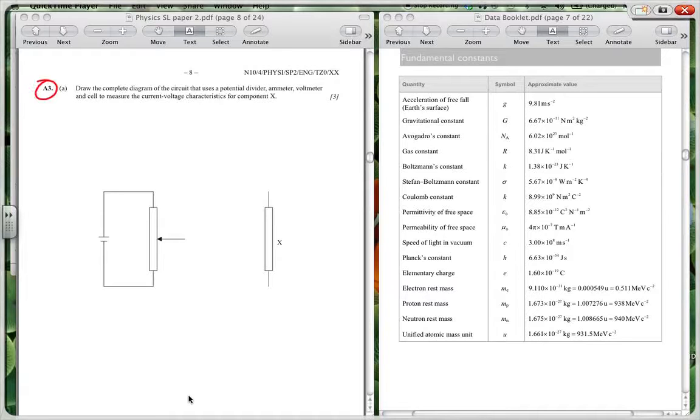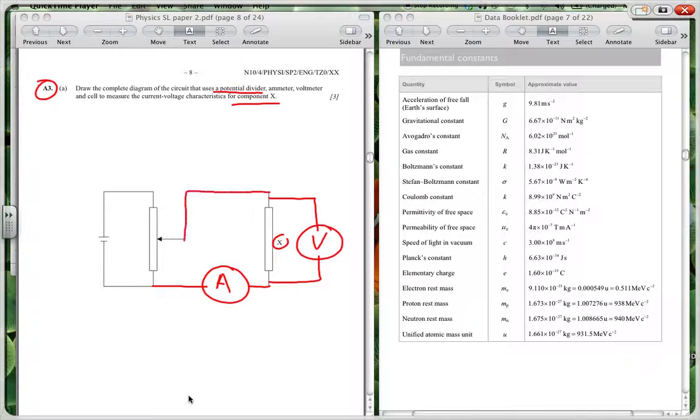Here we have A3. It says draw the complete diagram of the circuit that uses a potential divider, ammeter, voltmeter, and cell to measure the current voltage characteristics for component X. So we're interested in this component X, the current voltage characteristics. I need to make sure that I have an ammeter in series with the component, and a voltmeter in parallel with the component, and then we would connect it up like that.